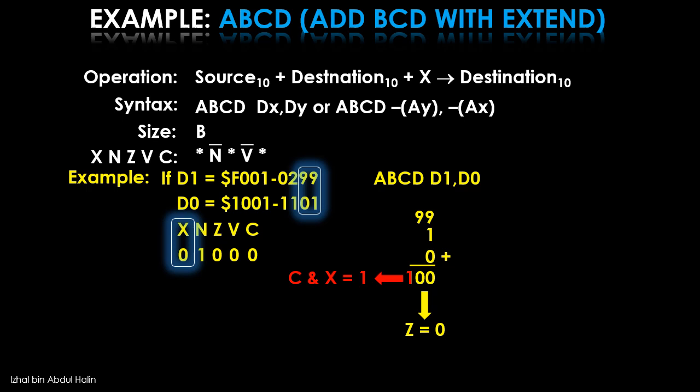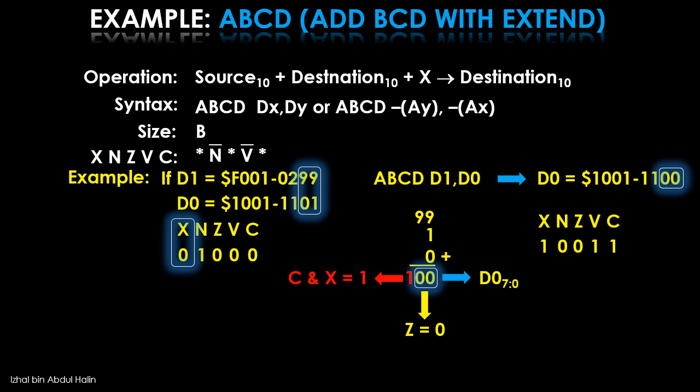in a non-zero number. The first 8-bit results of the ABCD operation is moved to the first 8 bits in the destination operand. Thus, 00 is moved to register D0. D0 now contains 1001100. The value of the N and V flags are inverted. Thus, the status register's final values are 10011. That was easy.